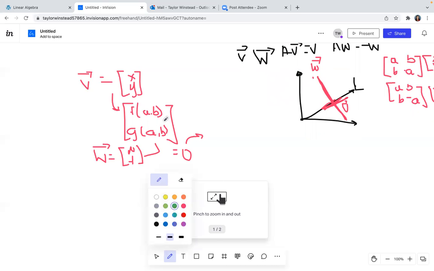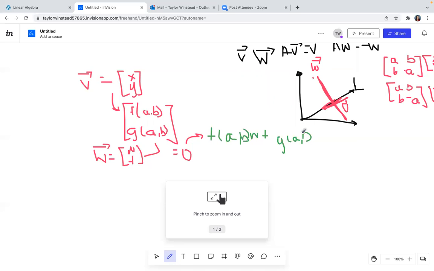Because if we were to dot this, we would have f of AB times W plus G of AB times T equals 0. Let me make this a little more obvious if that isn't F. Okay.